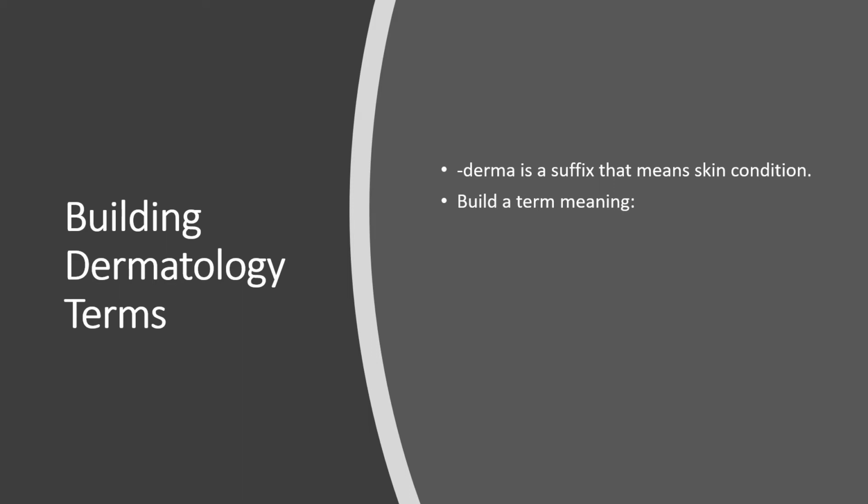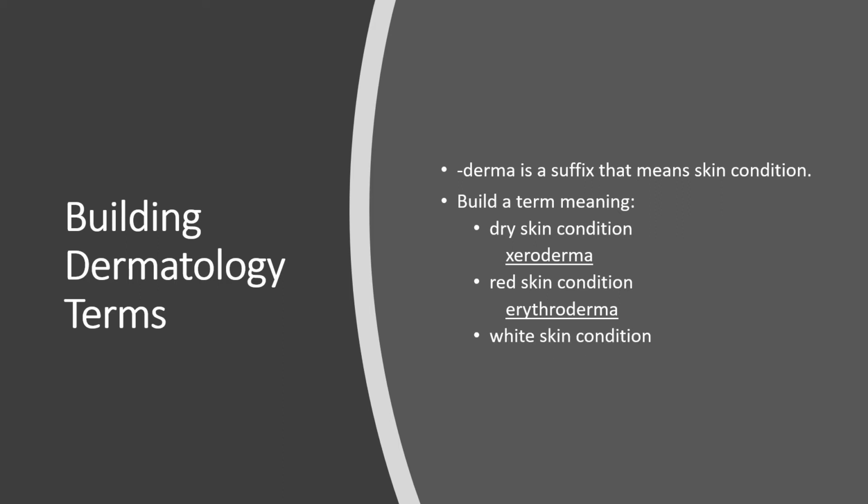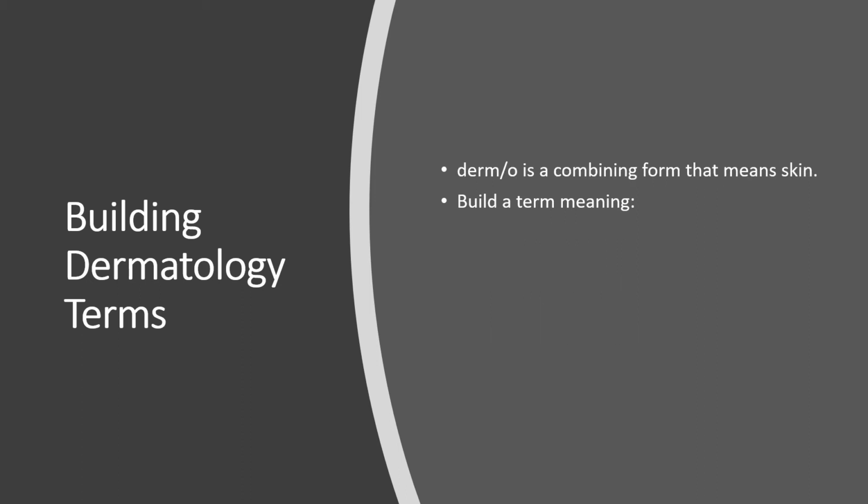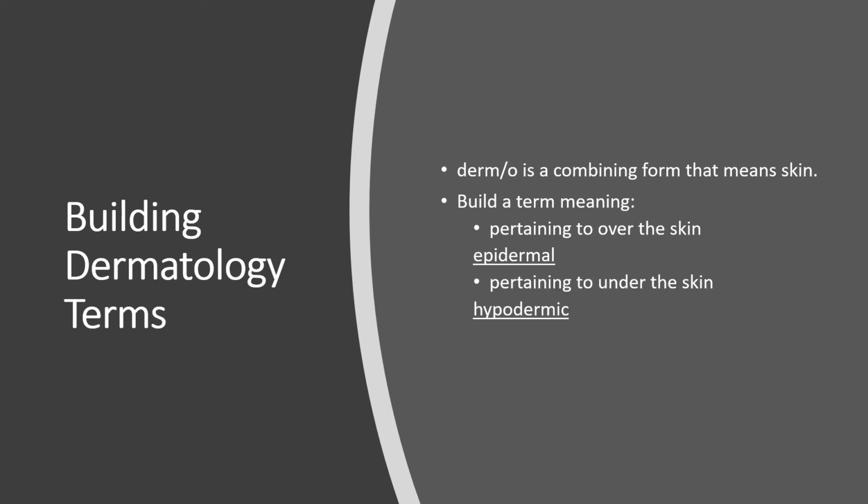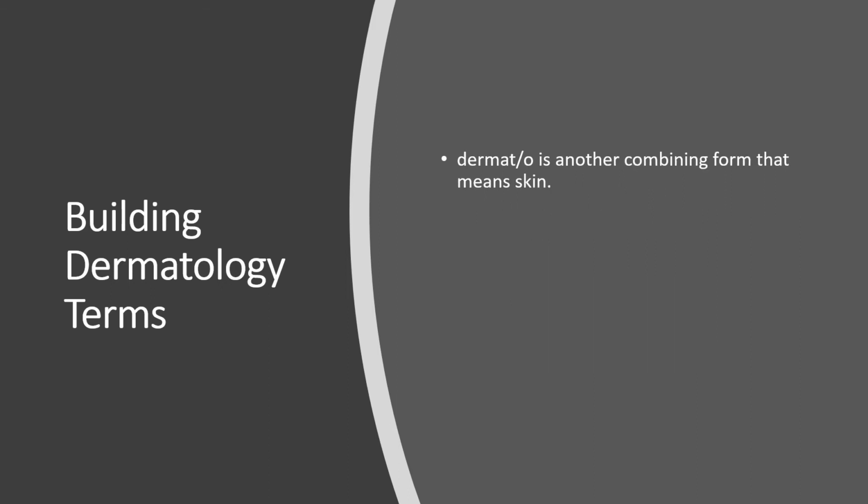Build a term meaning dry skin condition, xeroderma, red skin condition, erythroderma, white skin condition, leukoderma. Are you getting the hang of it? Dermo is a combining form that means skin. Build a term meaning pertaining to over the skin. Epidermal. Pertaining to under the skin. Hypodermic. Pertaining to across the skin. Transdermal.